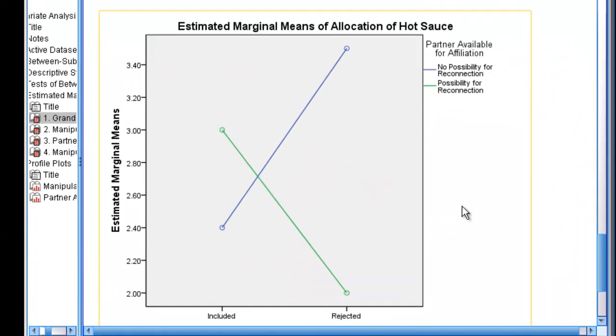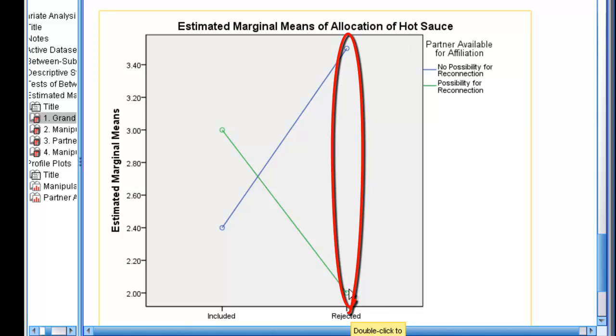And this is one of our graphs. Along the x-axis, we have whether or not people are included or rejected. The blue line is no possibility for reconnection, and green is possibility for reconnection. What it looks like is that when individuals are rejected and there is no possibility for reconnection, people aggress a lot.